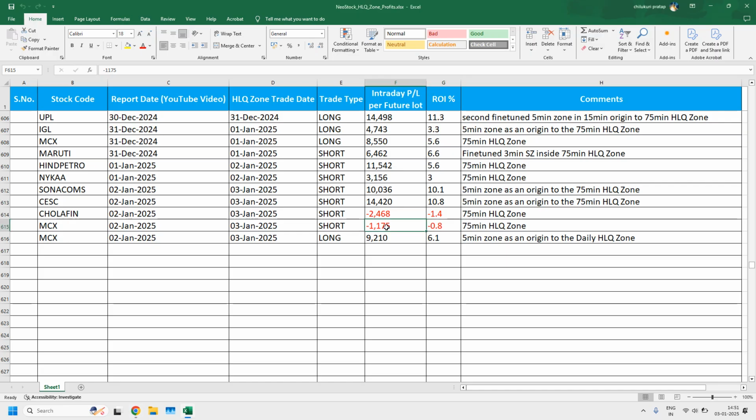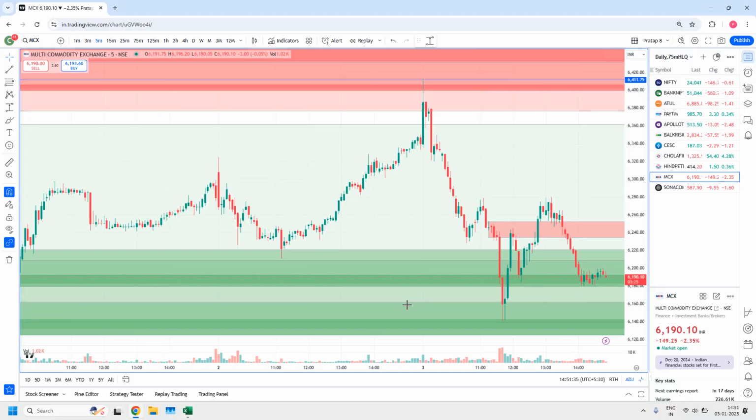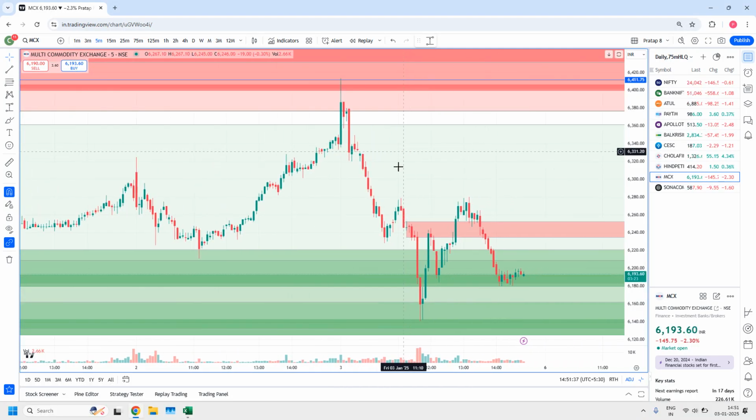So that's why I have registered the loss of 1175 rupees, which is 0.8% negative ROI as per one futures margin cost. But after that, interestingly, what happened?